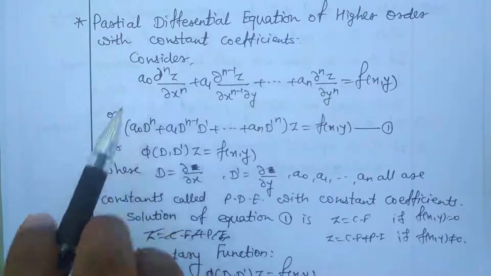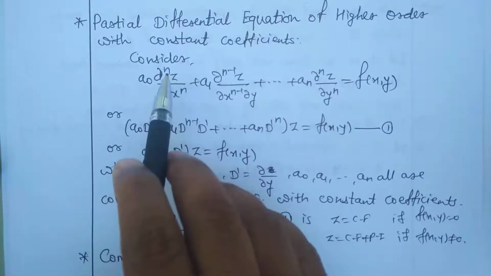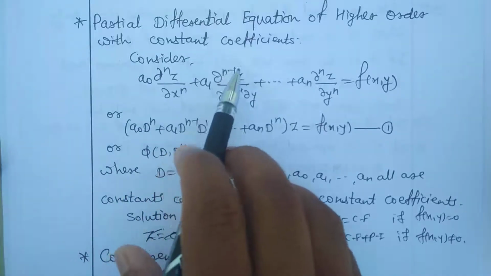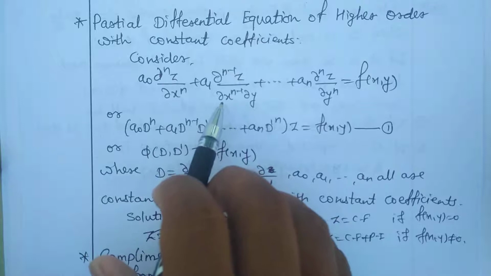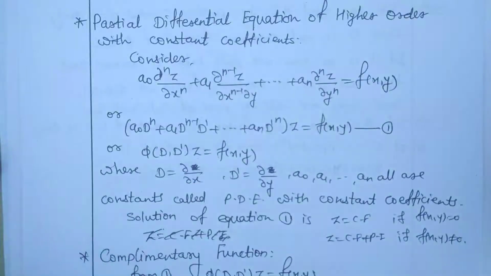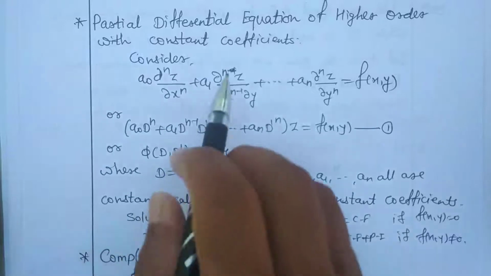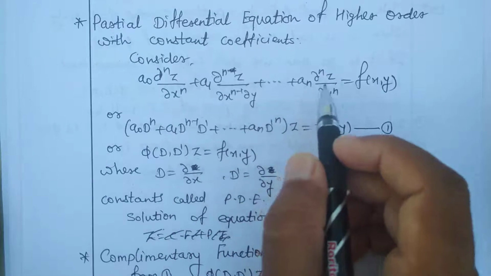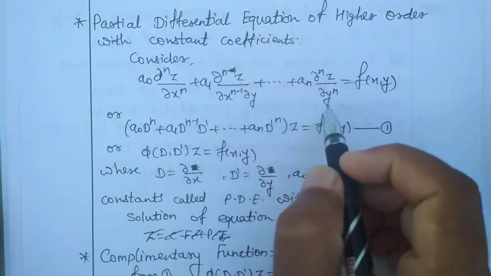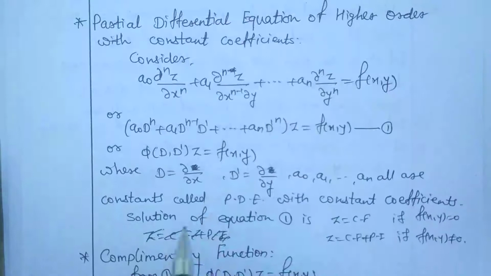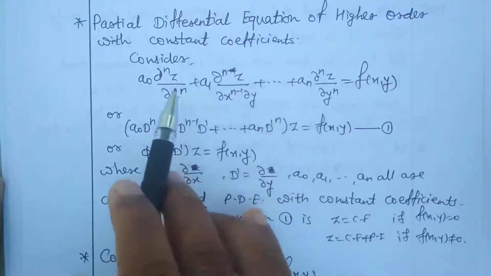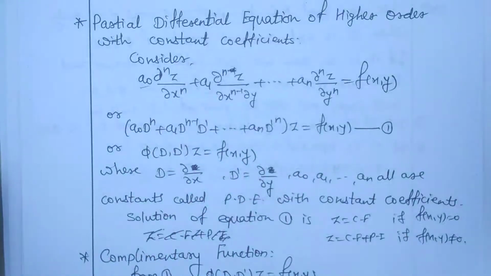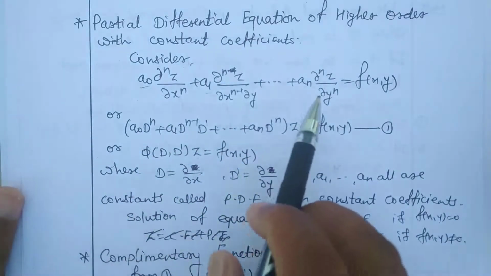So an equation of the type a0 ∂^n z/∂x^n + a1 ∂^n z/∂x^(n-1)∂y + ... + an ∂^n z/∂y^n = f(x,y). It is a partial differential equation of nth order, and if you see, all the coefficients are constant. One more thing, this is a homogeneous differential equation.